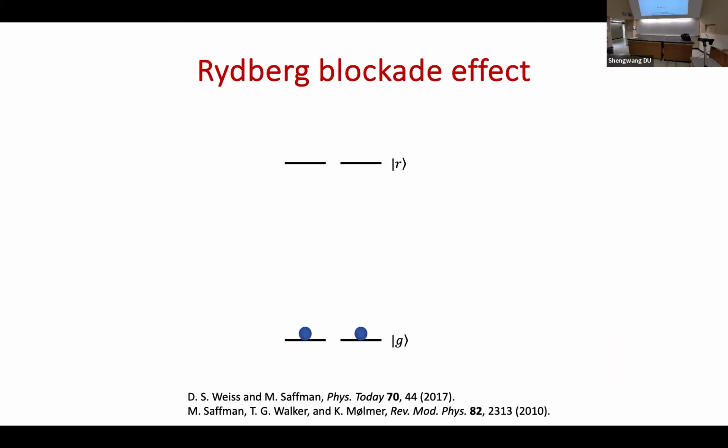Another effect that we'll need in order to make the atoms talk to each other is called the Rydberg blockade effect. How does that work? For example, if you have two atoms sitting in the ground state, we know that in an atom the electron moves around the nucleus. We have the principal quantum number n. When n increases, the electron will be far away from the nucleus.